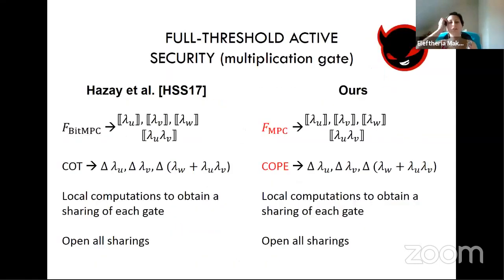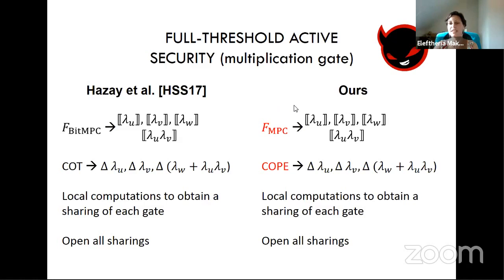All right, so how do we achieve full threshold active security? We followed the blueprint of previous work by Hazai et al. on the Boolean setting. The blueprint is: first find a way to do authenticated sharings of the permutation elements on the wire and their product, then, using a correlated oblivious transfer protocol, do the products between the global differences on the wires and the permutation elements, and then only local computations and openings of sharings follow.